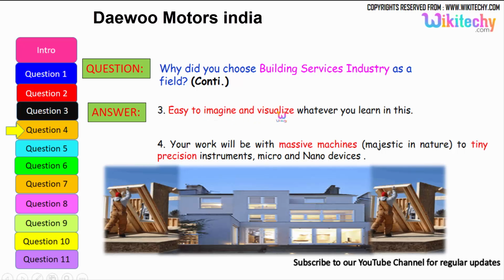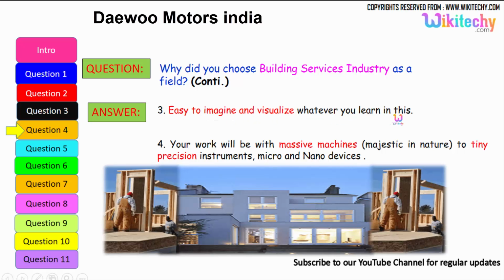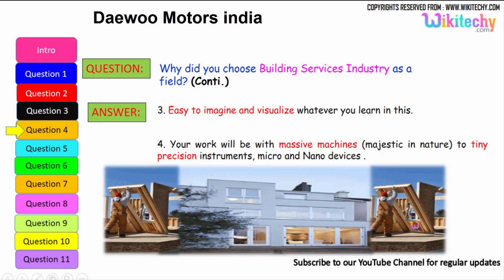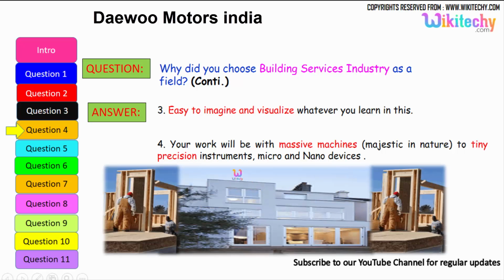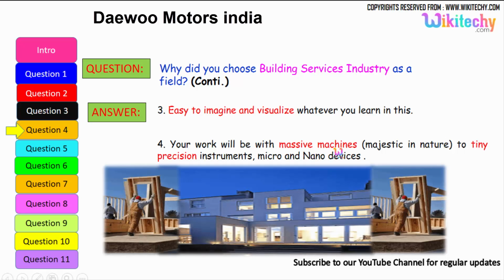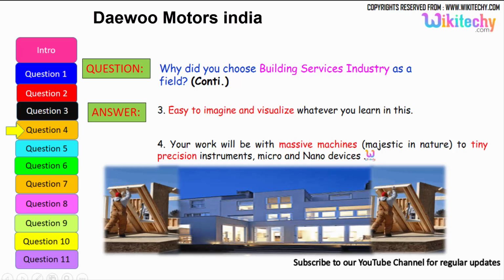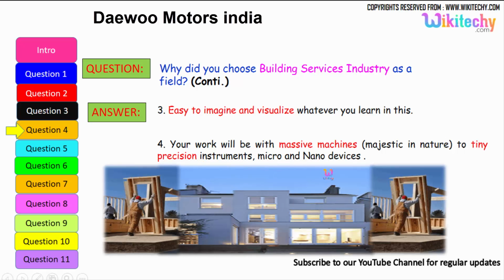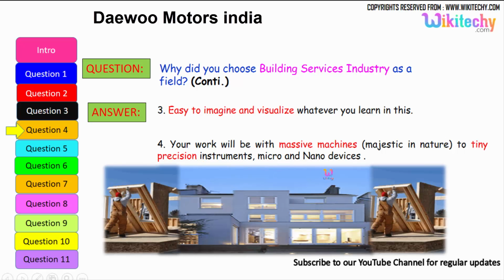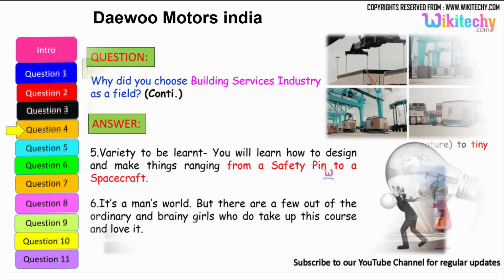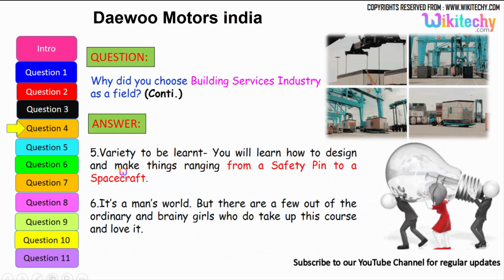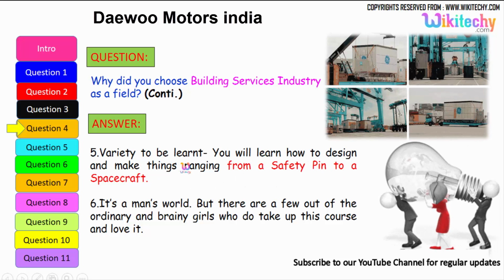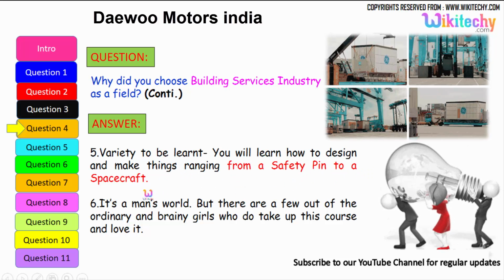It is easy to imagine and visualize whatever you learn in this. It is really practical. Our work will range from massive machines, majestic in nature, to tiny precision instruments, micro and nano devices. We can go with this kind of answers also. Variety to be learned: you will learn how to design and make things ranging from a safety pin to a spacecraft.